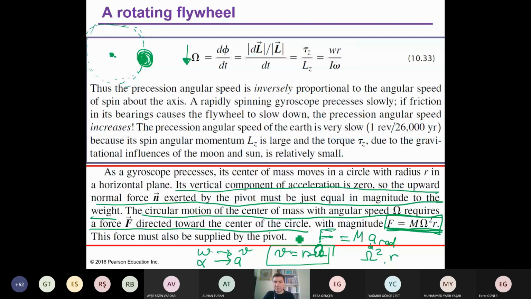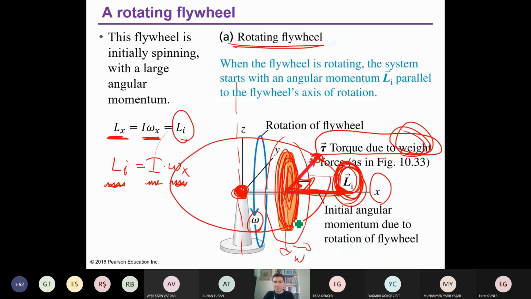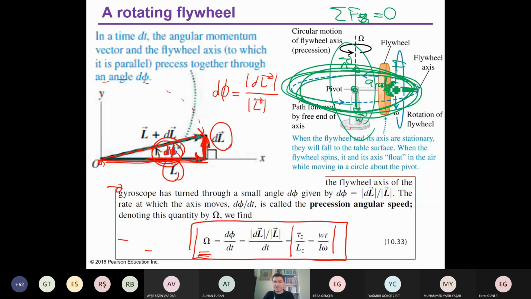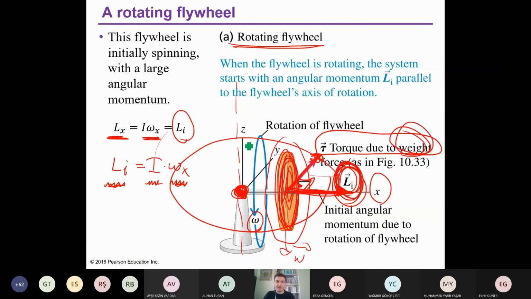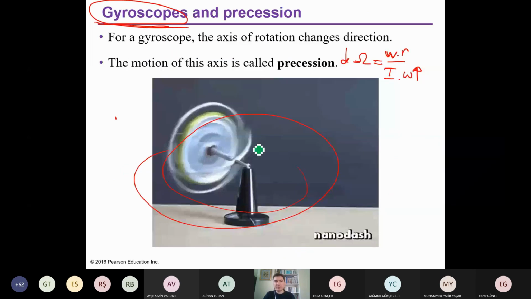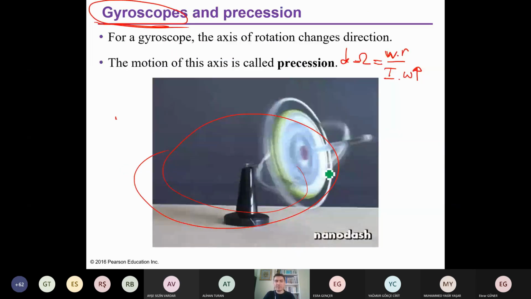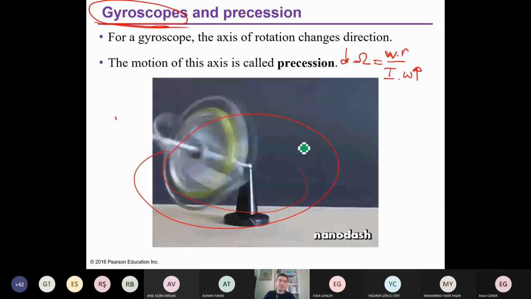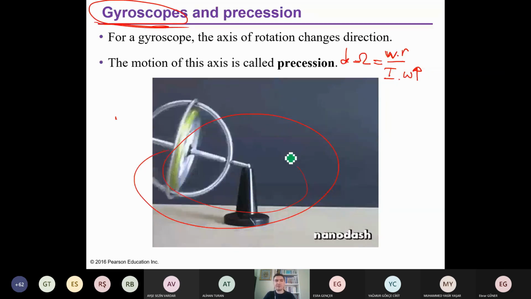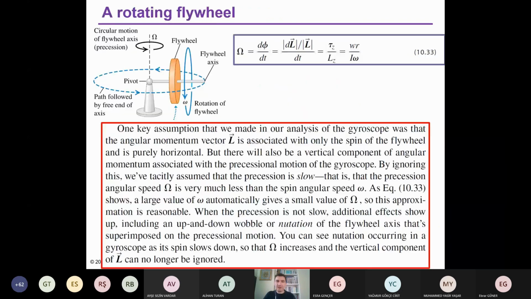This force, directed to the center of the circle, is supplied by the pivot. Okay. Then this flywheel has this type of rotation. The green flywheel is rotating about its axis with a certain angular speed, and the total system is rotating about the pivot with another, precession angular speed. This is the gyroscope and precession. Okay, with this one, I have another important piece of information.